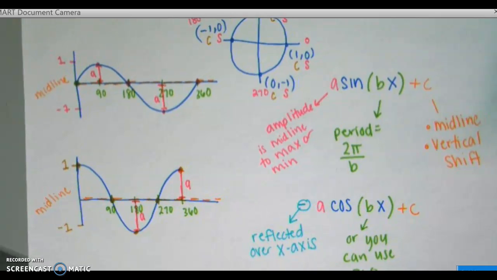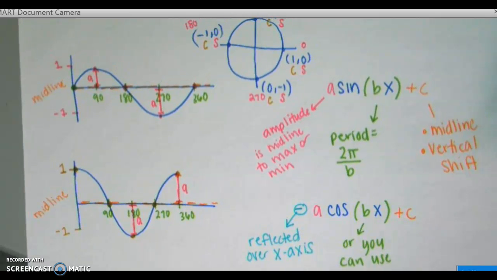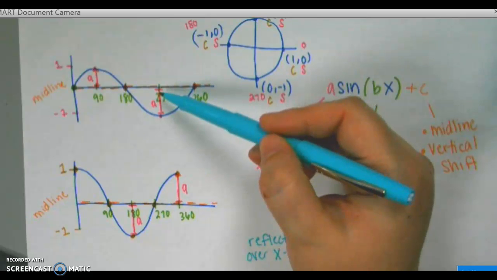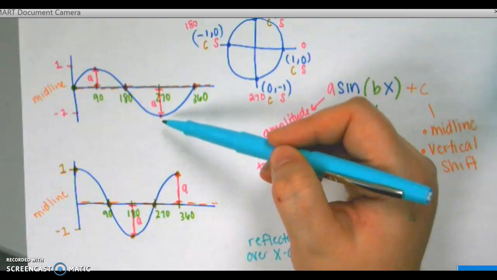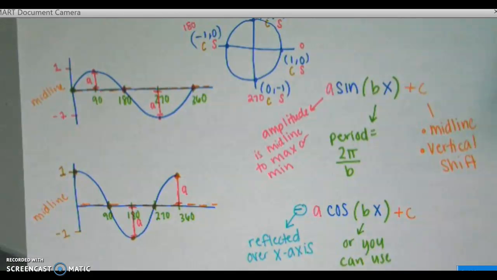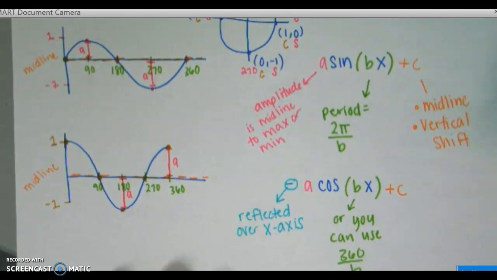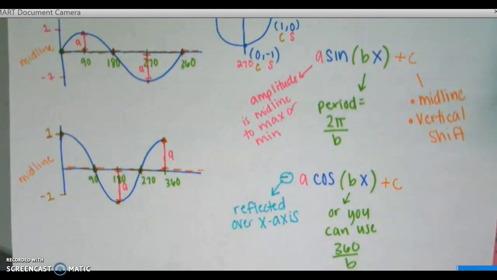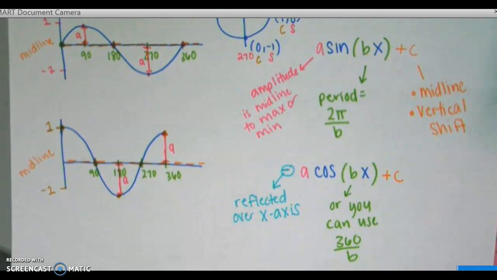All right, but the amplitude is the number out front, but it's also going to tell you from the midline to the maximum or the minimum. It tells you where to plot those maximum and minimum points. All right, probably the trickiest one is the b value and how that relates to the graph. So these are periodic.